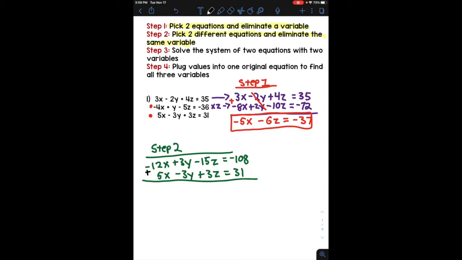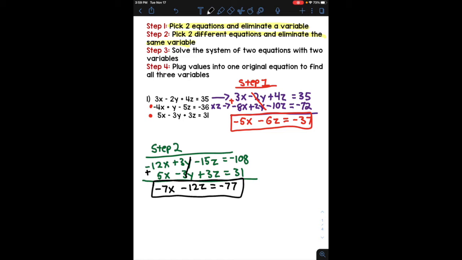Negative 12x plus 5x is going to give us negative 7x. The y's are eliminated again. Negative 15z and 3z is negative 12z. Negative 108 plus 31 is going to give us negative 77. And again, just like step 1, we're going to save this equation with 2 variables for a later step.